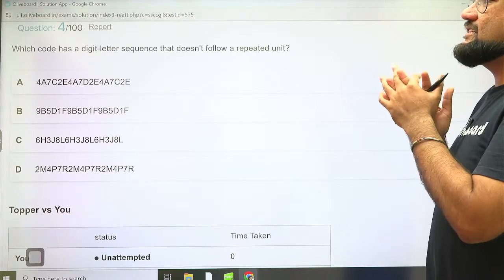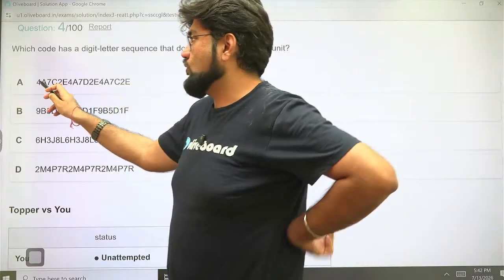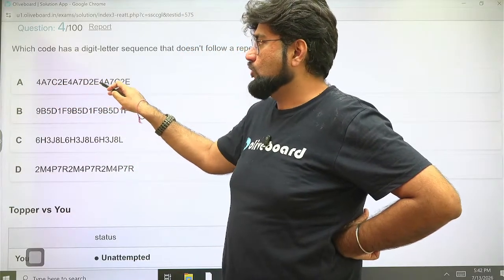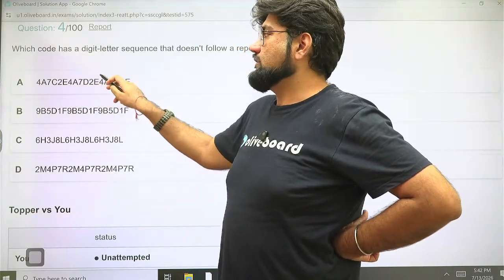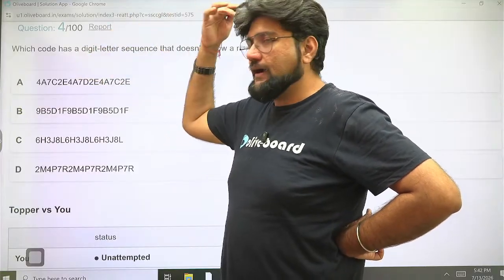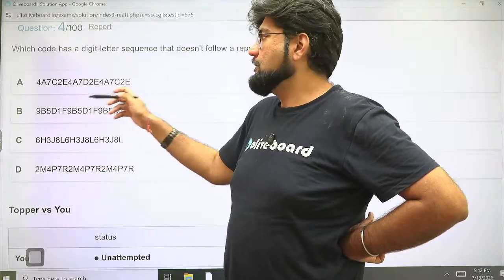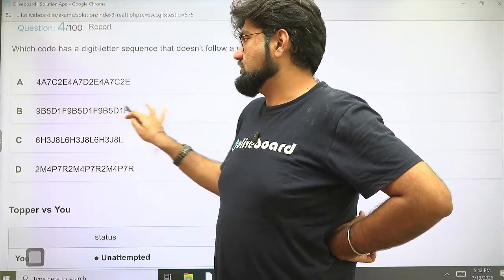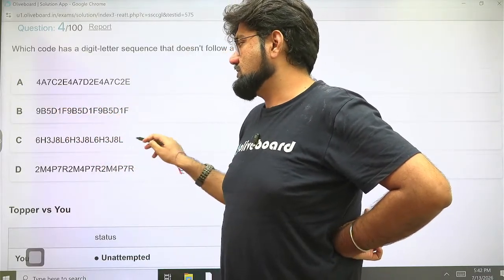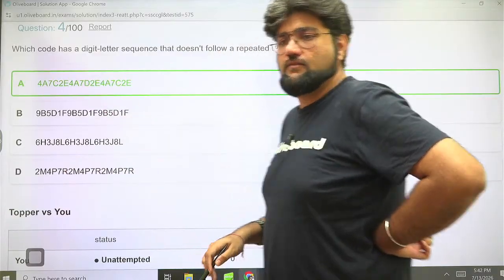Which code has a digit letter sequence which does not follow a repeated unit? Observe carefully the very first option, 4A7C2E, 4A7D2E, 4A7C2E. So there is no repeat pattern here. Ideally you have received your answer. But despite that, in the exam, a lot of people might have cross-checked the other three options. So 9B, 5D, 1F is the same. 6H, 3J, 8L is the same. 2M, 4P, 7R is the same. So option A is the answer which we are looking for.